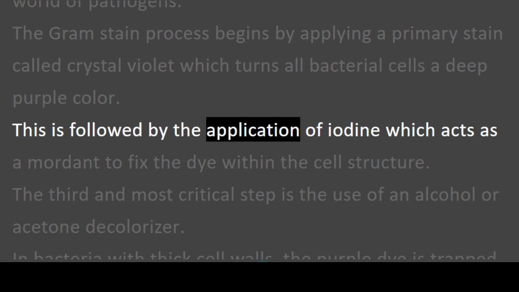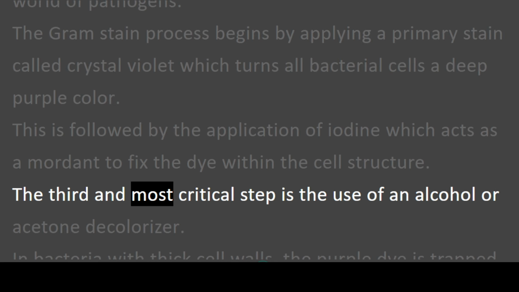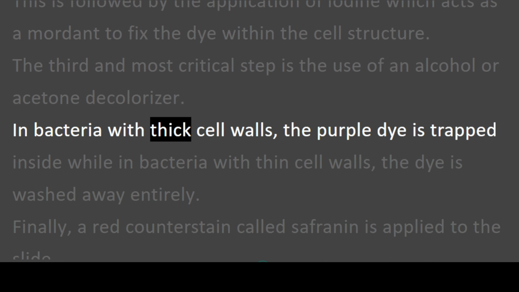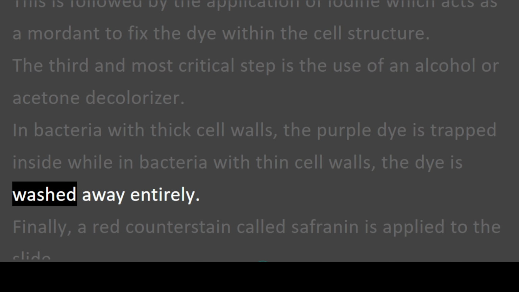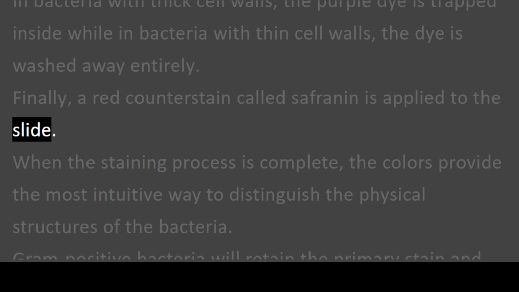This is followed by the application of iodine, which acts as a mordant to fix the dye within the cell structure. The third and most critical step is the use of an alcohol or acetone decolorizer. In bacteria with thick cell walls, the purple dye is trapped inside, while in bacteria with thin cell walls, the dye is washed away entirely. Finally, a red counterstain called safranine is applied to the slide.